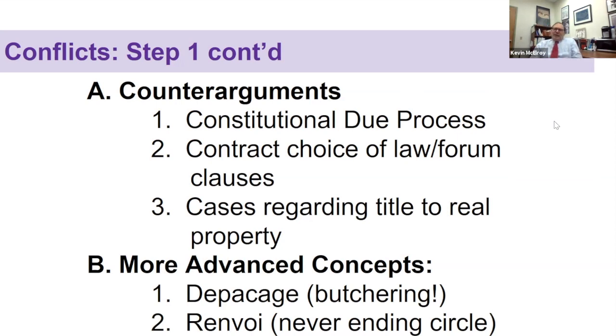Now, I didn't know what else to call this other than the two French words. I called them more advanced concepts. There's two things you have to know, and I've already covered one of them. Dépeçage, which in French means butchering: the laws of one state can apply to some of the issues in a case, while the laws of another state apply to other issues in the exact same case.